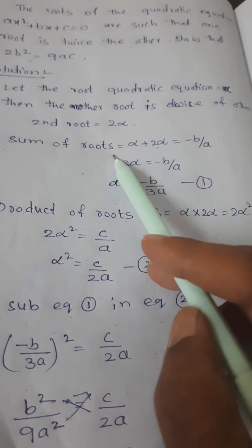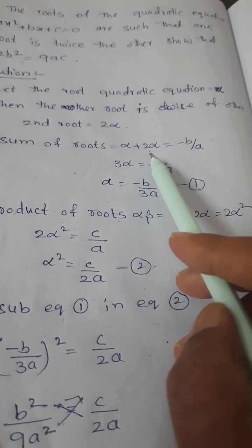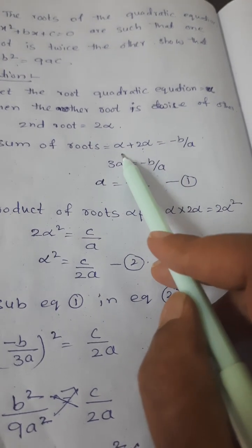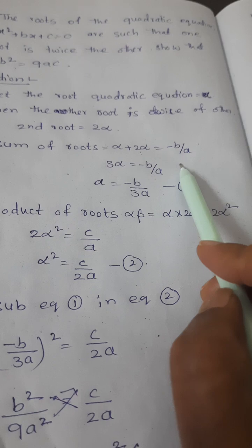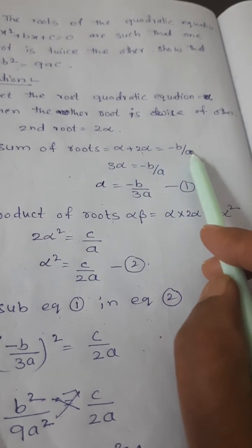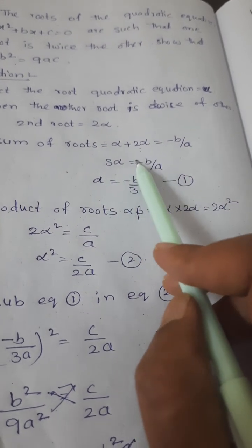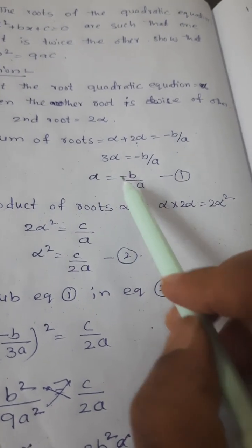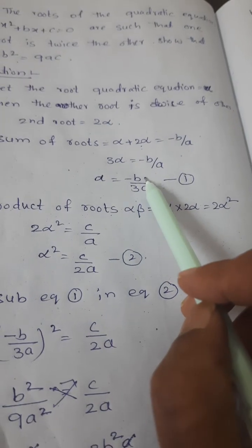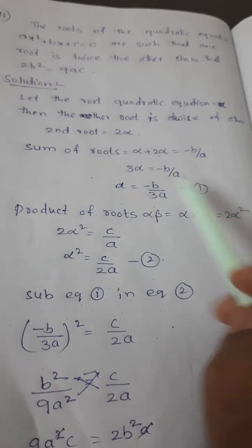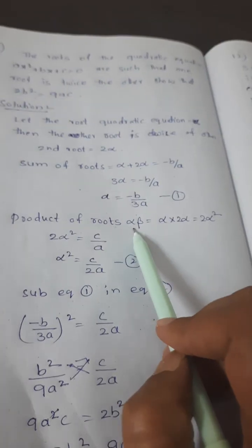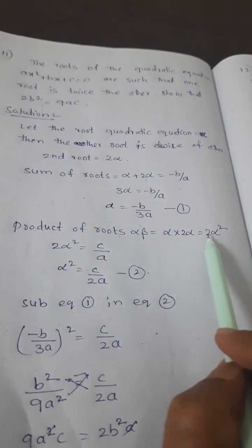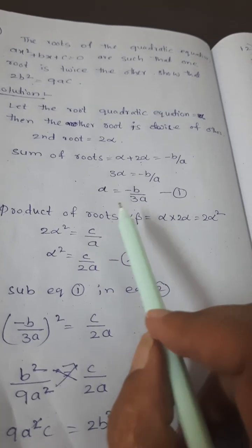So sum of roots is equal to alpha plus 2 alpha. Sum of roots is equal to minus b by a. So alpha plus 2 alpha is equal to minus b by a. Alpha plus 2 alpha, 3 alpha. 3 alpha is equal to minus b by a. We can take this 3 to this side. It will divide, minus b by 3a. This is the first equation. In product of roots, alpha into beta. Here alpha means alpha and beta means 2 alpha. Alpha into 2 alpha, 2 alpha square. So product of zeros is equal to what?